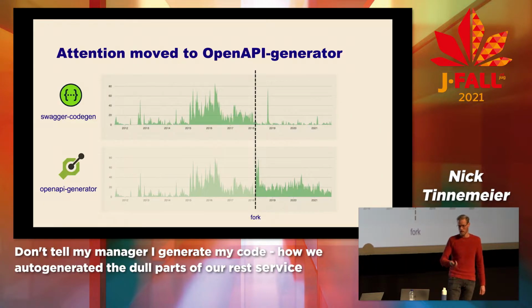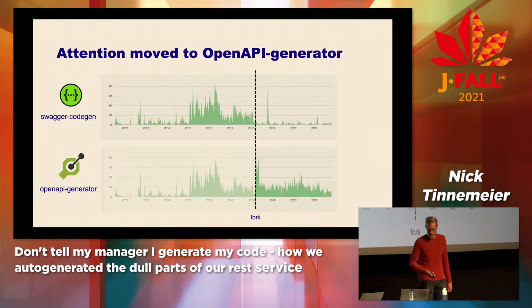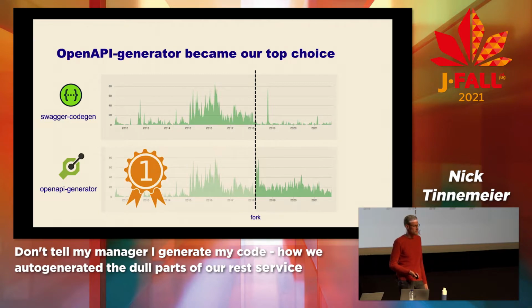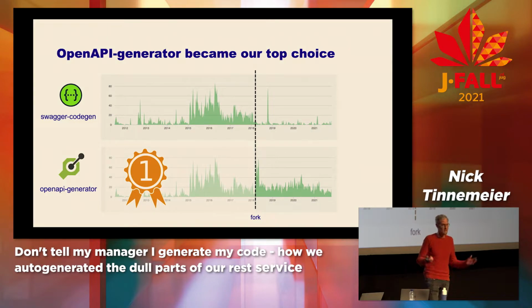If you look at the GitHub commit history, the commit activity, then you'll indeed see that when the fork took place, around early 2018, all the attention moved to the OpenAPI generator, so things became a bit quiet at the Swagger CodeGen project. And that made us decide to just start with the OpenAPI generator and see how that works, just experimenting with it.